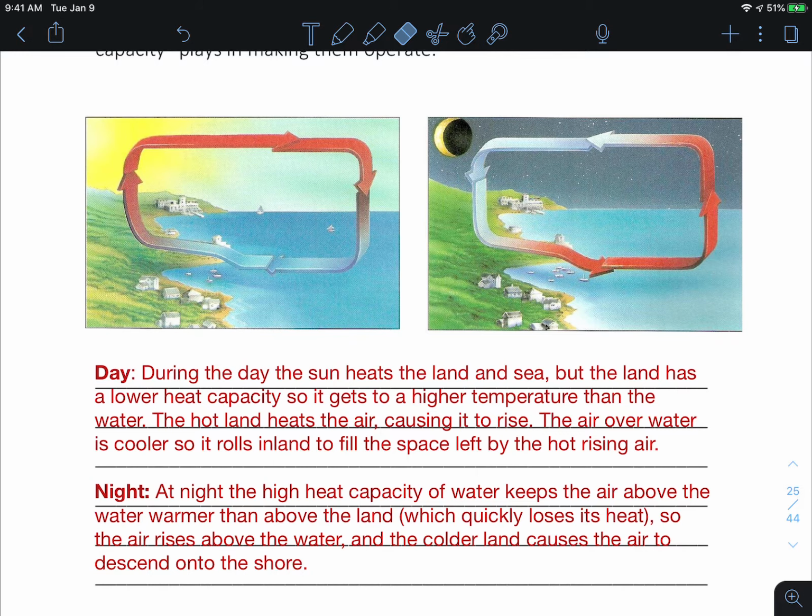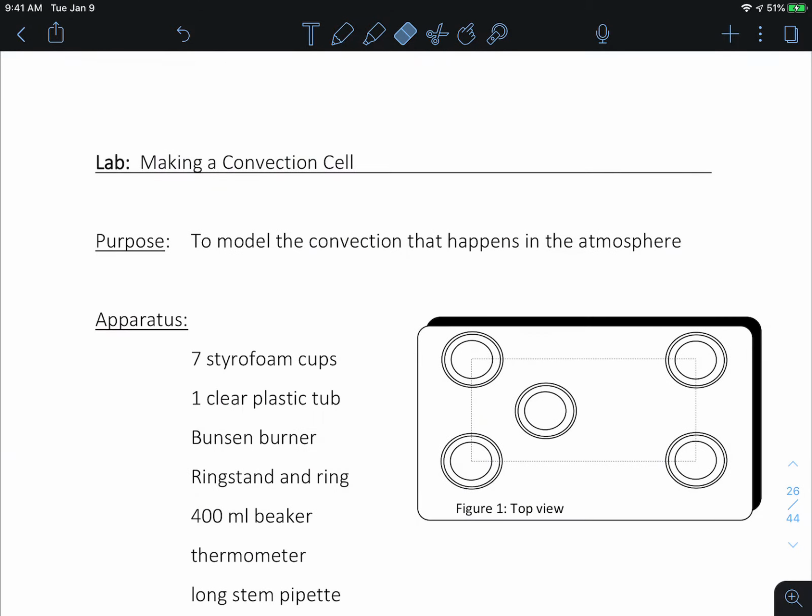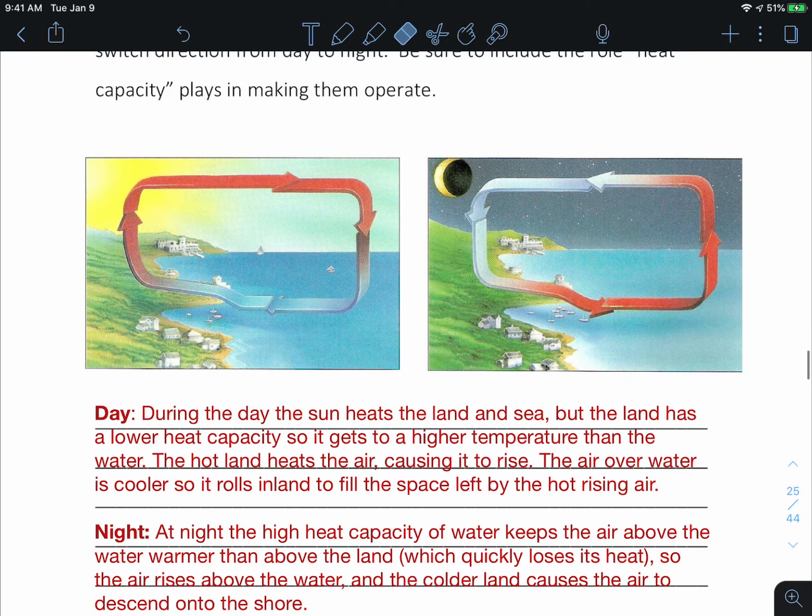And so now the water is slightly warmer, so the air over the water is slightly warmer. And so now the air will warm up over the water, rise up, and then descend over the cold land. And so the convection cell will have reversed itself.